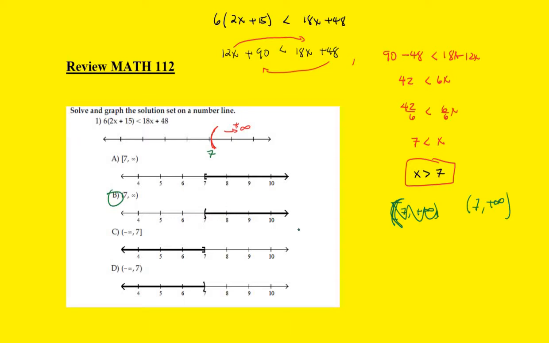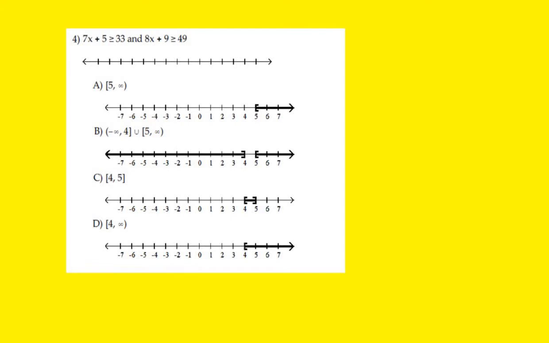So let's go to the next one. Oh, we spent too much time on that one. Okay, what we're going to do here now is solve. This is an AND, so it's a bounded problem. We have 7x plus 5 bigger than or equal to 33, and 8x plus 9 bigger than or equal to 49. In each case, we're going to solve for the variable x. So this 5, we send it to the other side, and this 9, we send it to the other side.